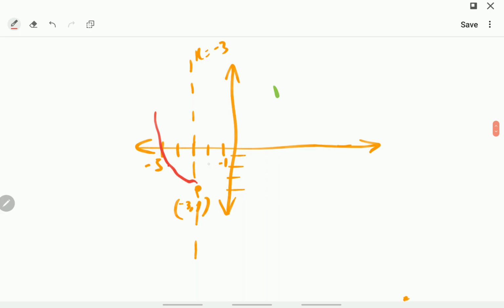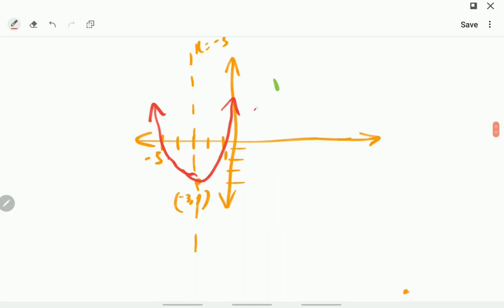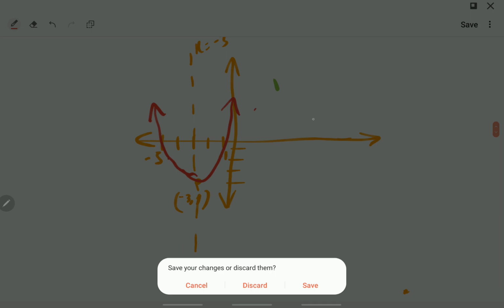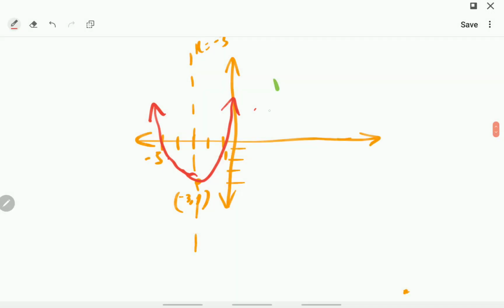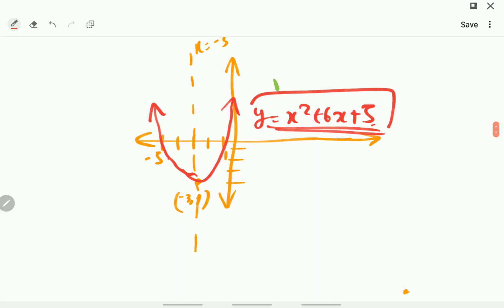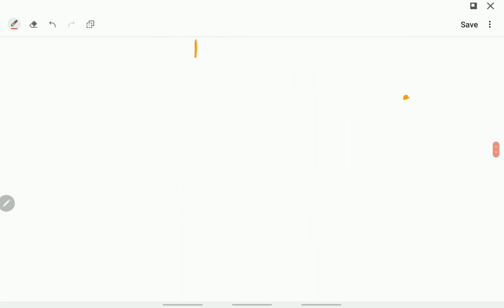Guys, trust me, I'm having difficulty only because it's the software, but okay. That is a parabola, and if you label the parabola, we can label this the original one, which is y is equal to x squared plus 6x plus 5. Right, gotcha. So I have more practice problems. Well, let's get on to the theory first.